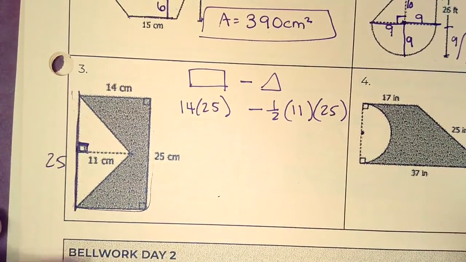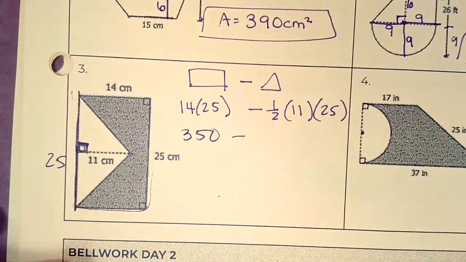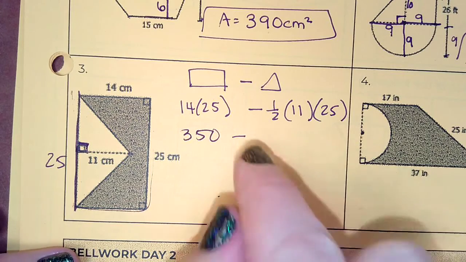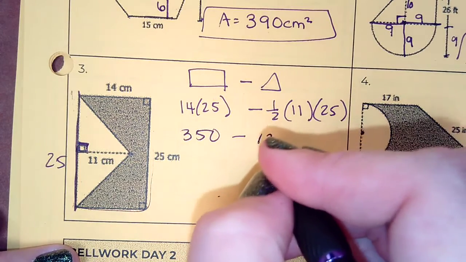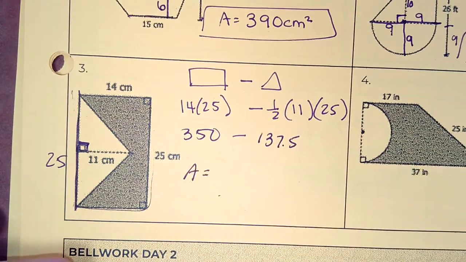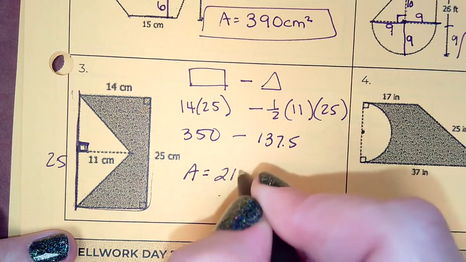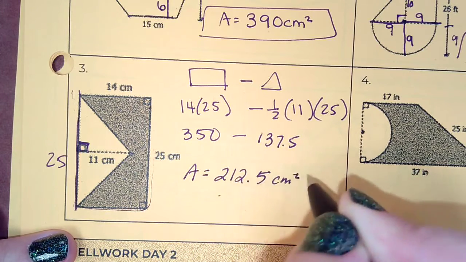Plug it into your calculator. 14 times 25 is 350. Taking away 0.5 times 11 times 25, 137.5. Area equals 212.5 centimeters squared.